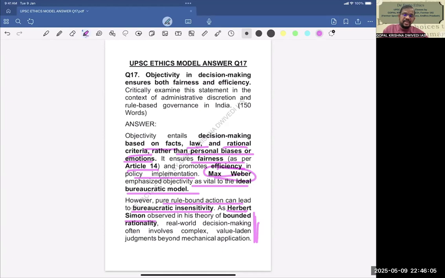So basically, what is being said is yes, objectivity in decision making is good, important. It ensures fairness to a great extent, but in certain situations, totally rule bound action can lead to bureaucratic insensitivity also. And in the real world, such kinds of situations do occur. Therefore, being totally mechanical in rule bound application has to be moderated sometimes, and it cannot be only objective decision making. So this is what it means. So basically, if you see, the first paragraph is objectivity in decision making, the second paragraph is a criticism of this, or really pointing out the deficiency in that whole system.